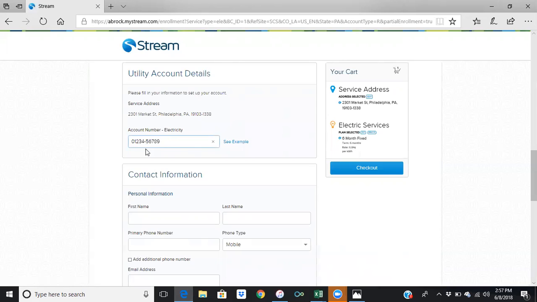Keep in mind, as it appears on the bill, it's 5 digits followed by a dash and another 5 digits. That's how you have to enter it. That's how PECO bills need to be entered.